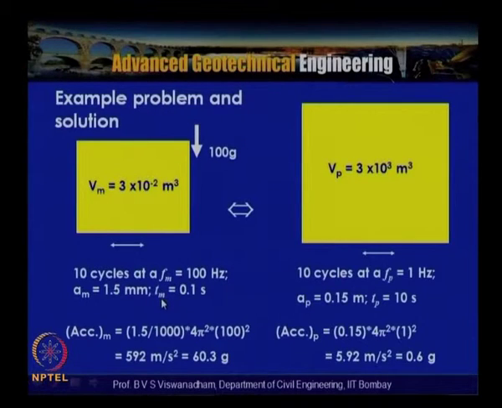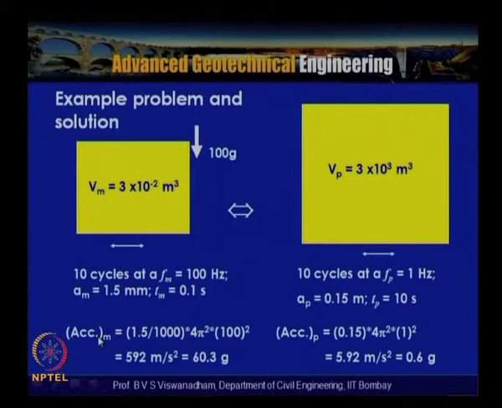So the time in the model is about 0.1 seconds, that is 10 by 100 is 0.1 second. Similarly, the equivalent in the prototype is 10 cycles at a frequency of 1 Hz. Because the frequency is 1 Hz in the prototype, which is modeled at 100 G, the model frequency is 100 Hz. It is the same motion, but it has 100 Hz frequency, whereas here it is 10 cycles at 1 Hz frequency.